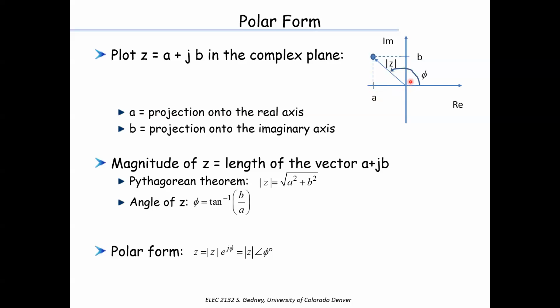Here, a is negative, b is positive. I'm in the second quadrant. Therefore, my angle is going to be between pi over 2 and pi, as I would expect.